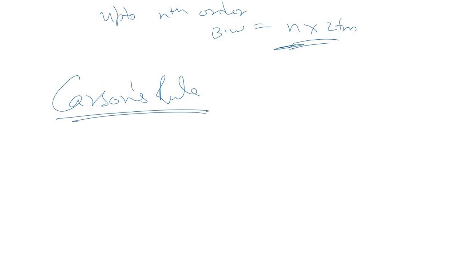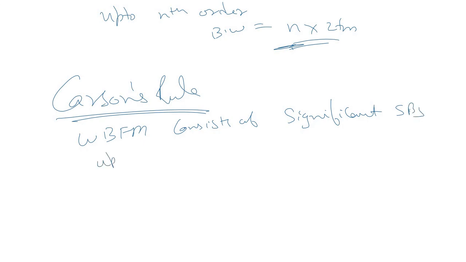Carson's rule says that wideband FM consists of significant sidebands up to beta plus 1 order. According to Carson's rule, wideband FM consists of significant sidebands up to beta plus 1, up to this order, where beta is the modulation index.